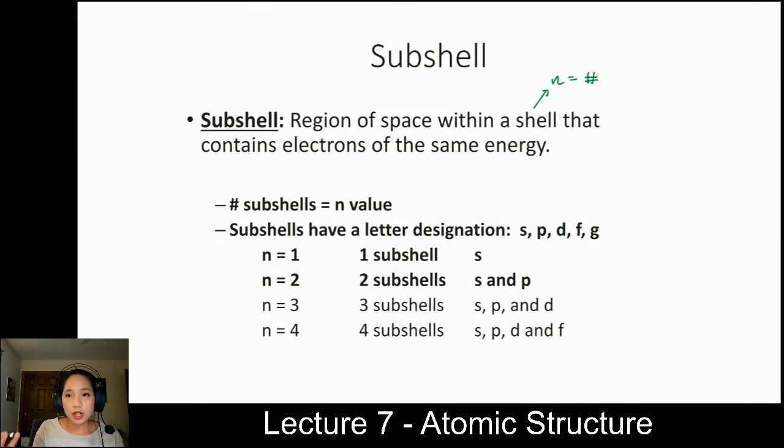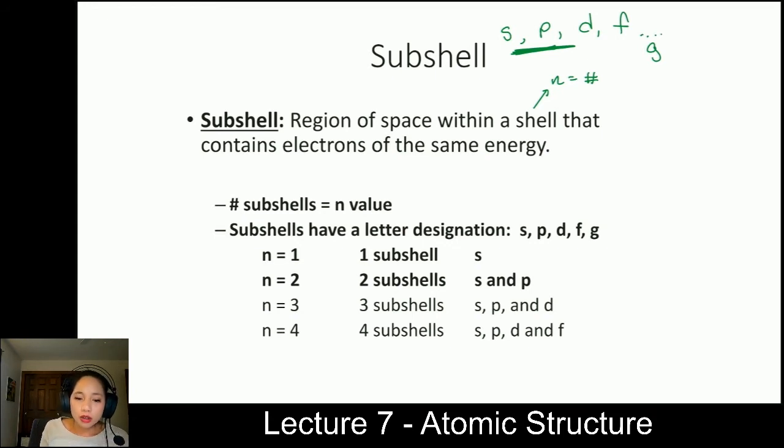So subshells have letter designations. So this is different than our shells. Shells have integer number designations. Subshells can have letters S, P, D, F, and so forth. I think then it just uses the alphabet, F, G, etc. But we will only focus on S and P for the most part.